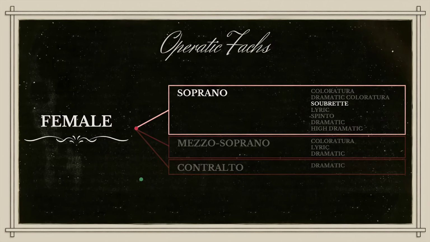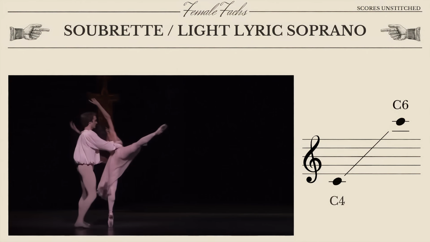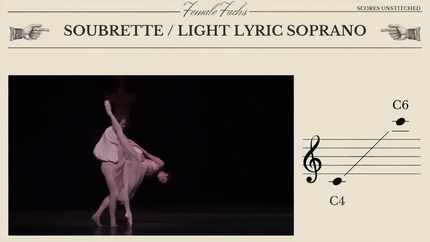Next up, we have the soubrette, or the light lyric soprano. Their range is similar, from a middle C, but then up to a high C. These are the ballerinas of opera. Their voices are known for being beautiful and sweet.